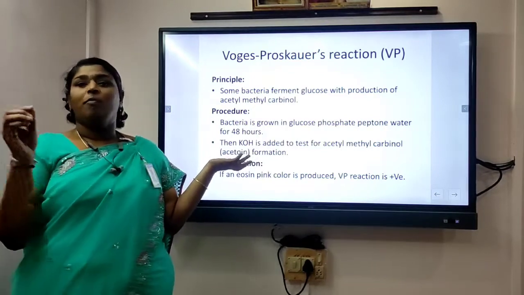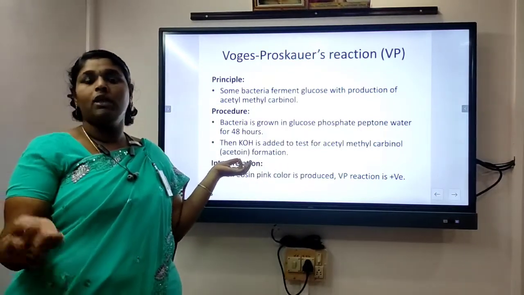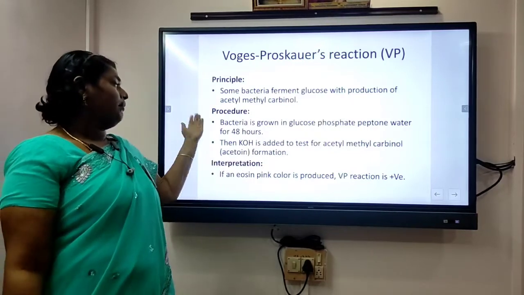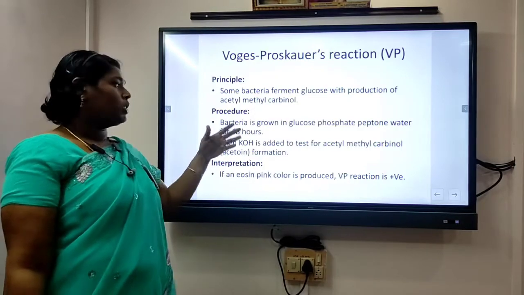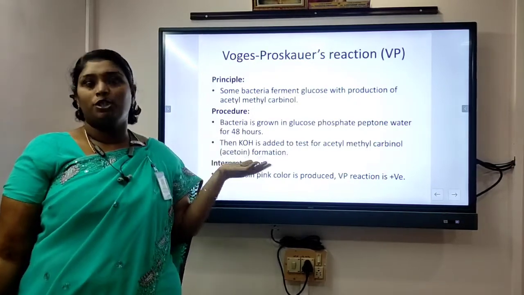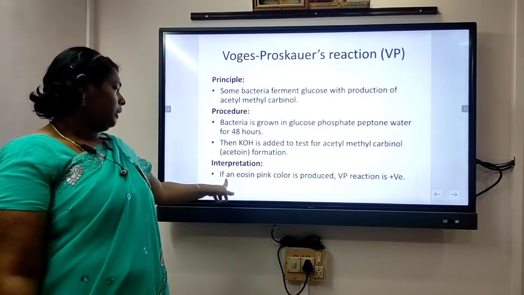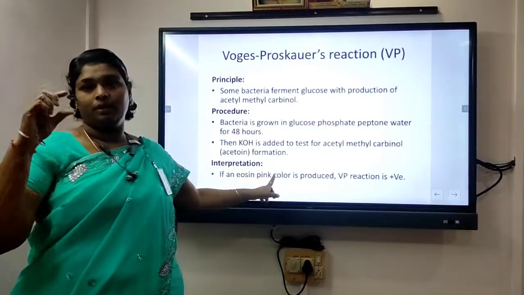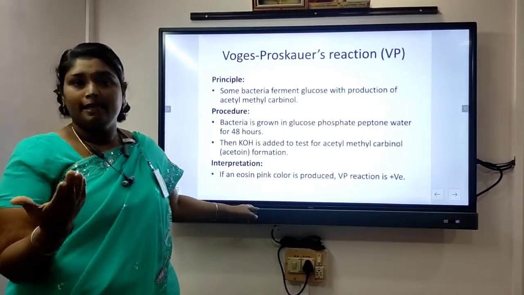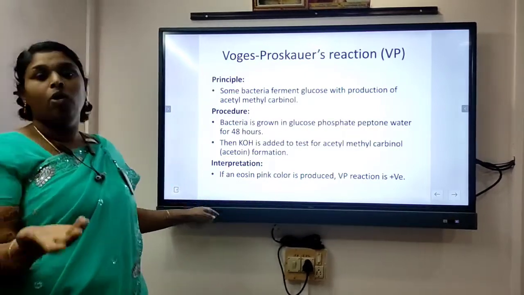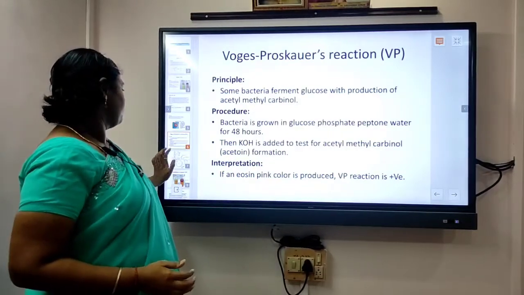Same procedure. With the help of a sterile loop, we will be inoculating the test organism or the pure culture into the medium. After 24 to 48 hours, we will be adding the reagent called Voges-Proskauer reagent, VP reagent 1 and 2, and then we will be able to see the reaction. The medium will turn eosin pink in color, which detects the positive reaction. If it is yellow or orange in color, it is negative for the reaction.